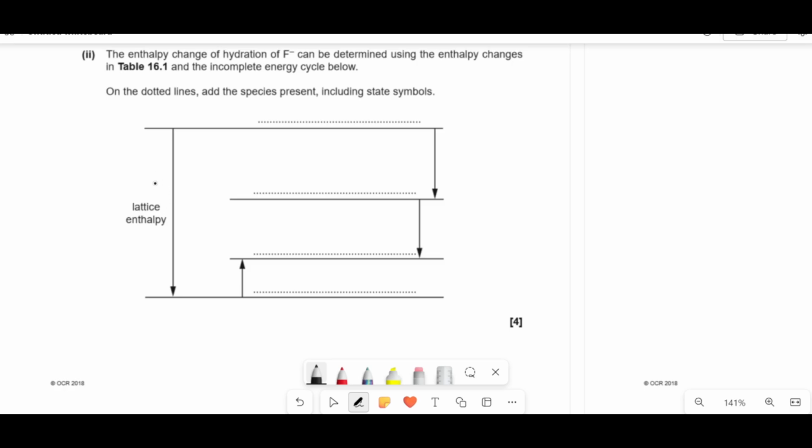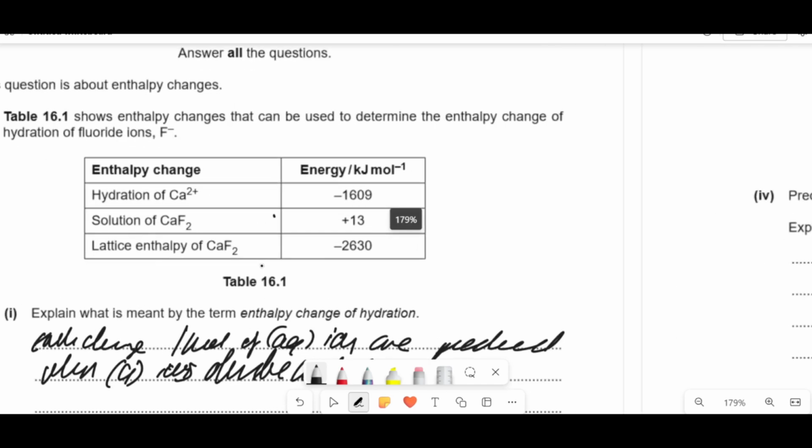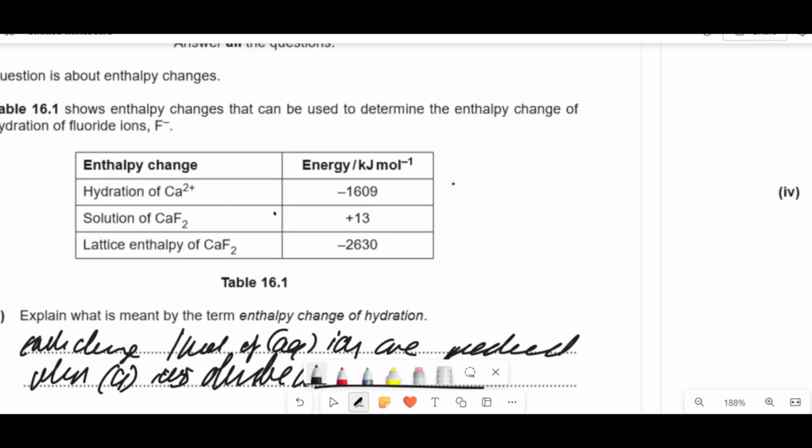That's what a Born-Haber cycle is. So all of these arrows are enthalpy changes. So we need to know the definitions to be able to actually make use of them. If you're doing hydration, you're going from gaseous calcium to aqueous calcium ions. So that means you're going to start with gas and you're going to go to aqueous. Solution is where you dissolve 1 mole of a solid ionic compound, and then you get Ca2+ aqueous and 2F- aqueous.